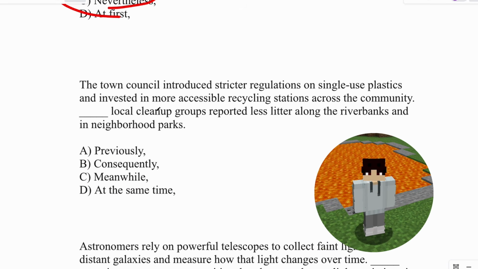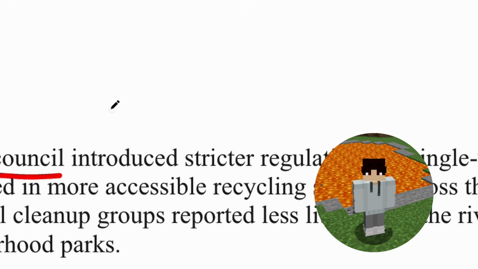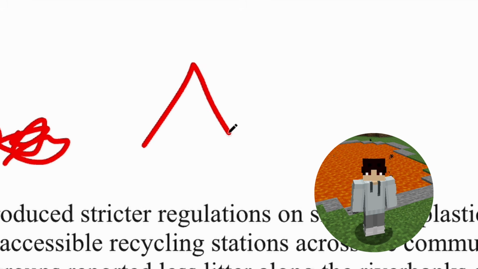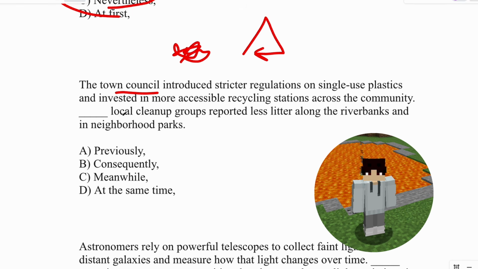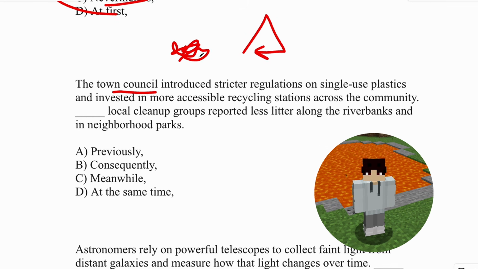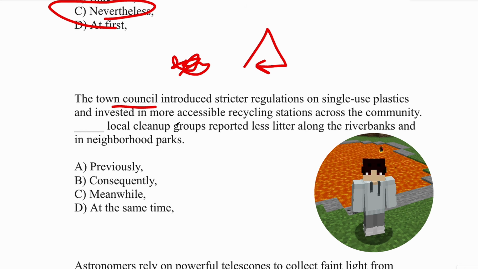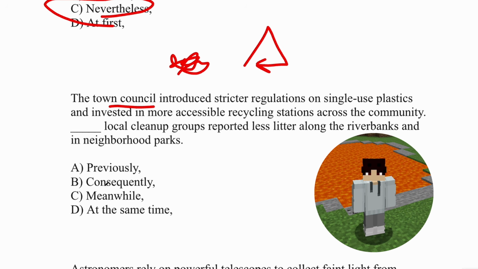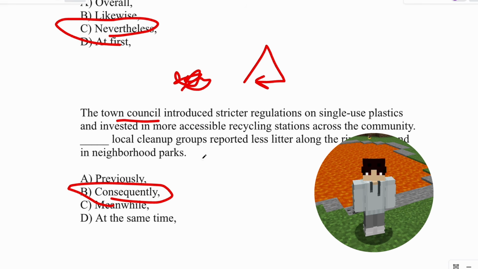The town council introduced stricter regulations on single-use plastics and invested in more accessible recycling stations across the community. Okay, so this is a bit more complicated than some of the other ones, but the town council is putting money into plastic stuff. Okay, I guess this represents plastic for some reason. And they also are recycling, so it's like reduce, reuse, that triangle thing. Blank, local cleanup groups reported less litter along the riverbanks in the neighborhood parks. Okay, so if you're recycling more and putting more regulations on plastic, that's going to lead to less litter. So we're trying to find something that means cause and effect essentially. Consequently works perfectly.